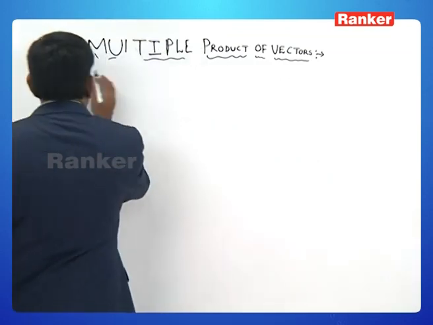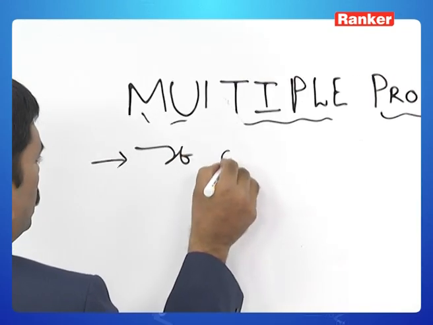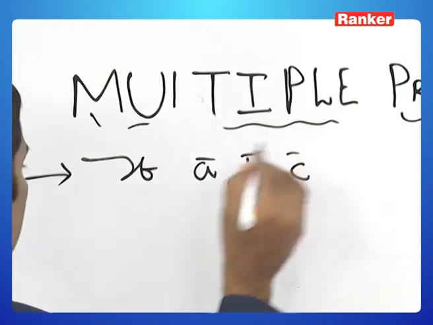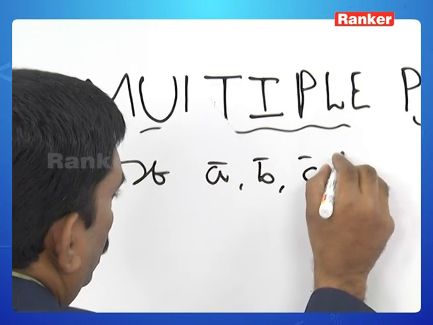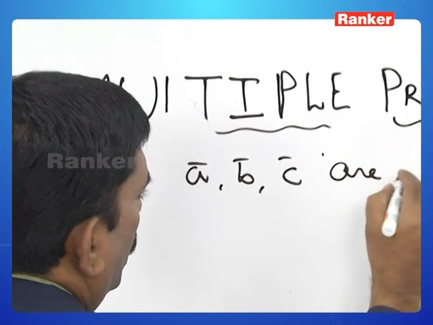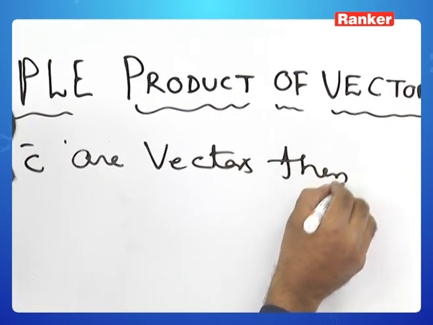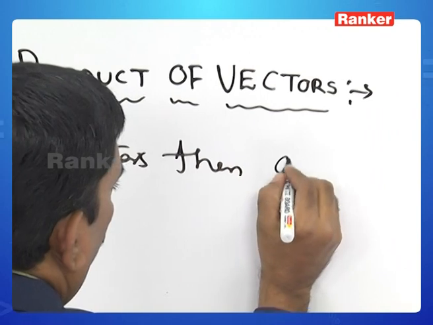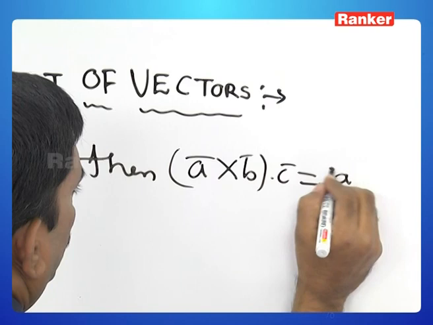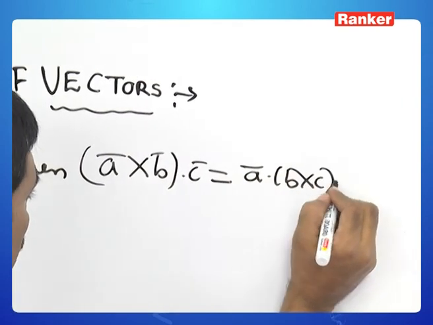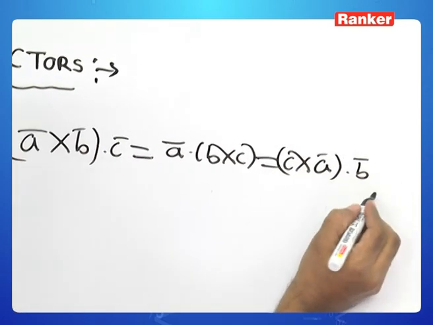What I can write is, the theorem says, if A bar, B bar, C bar are three vectors, then A cross B dot C bar is equal to A dot of B cross C, equal to C cross A dot B bar. We have to show that.